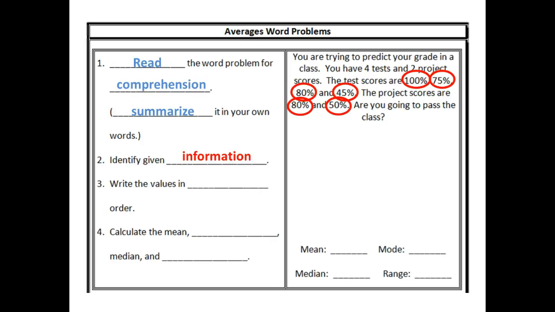Write the values in numerical order. Numerical order helps us with pretty much everything except for the mean. So I'm going to write them all out in numerical order to help me find my mode, my median, my range.